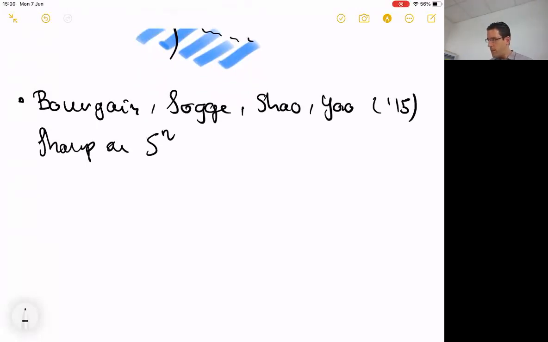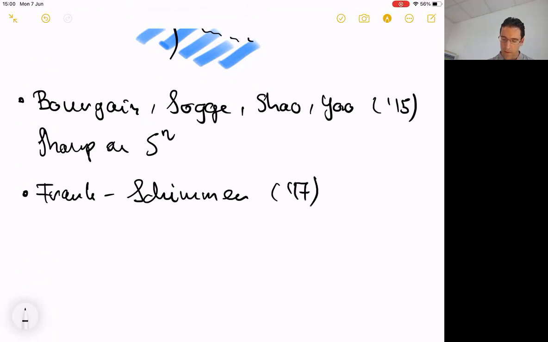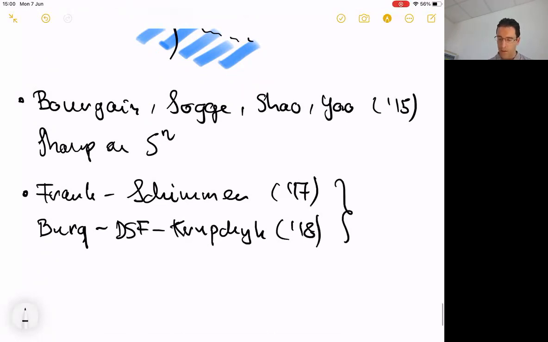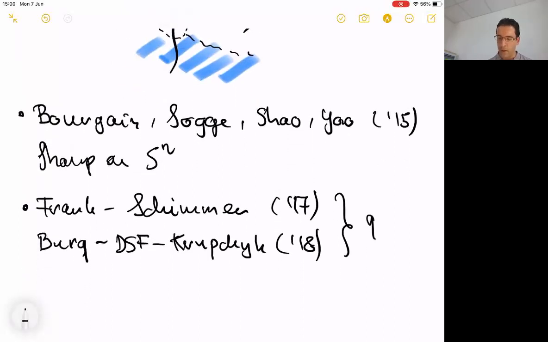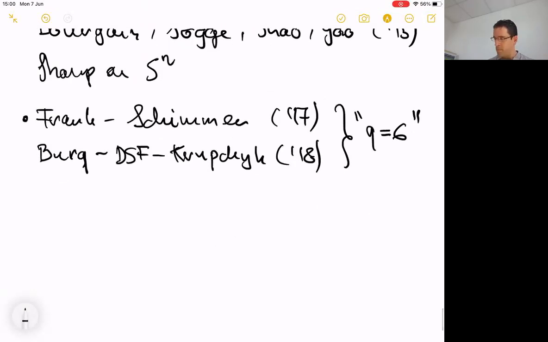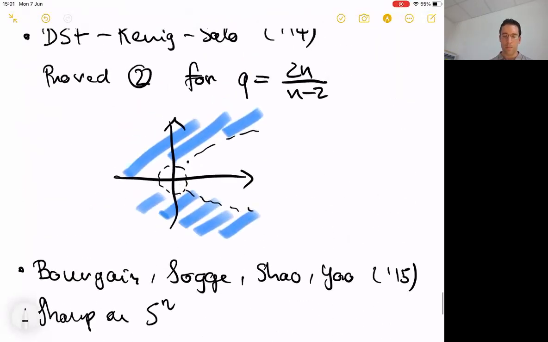Okay. And then, as I mentioned at the beginning, there were several papers which gave different proofs of this. So let me mention Frank and Schimmer, 2017, and Burq, Dos Santos Ferreira and Krupchyk, about the same time. They proved this for the Stein-Tomas exponent. So let me call it q equal to 6, right? In 2 dimensions, it's q equal to 6. So it turns out that if you can prove it for this exponent, then everything else will follow just by Sobolev embedding. So this implies this estimate for the Sobolev exponent.